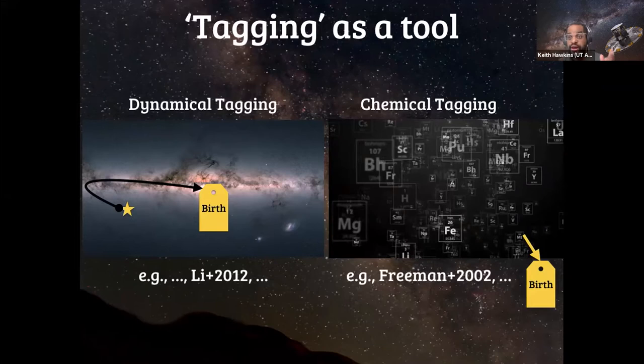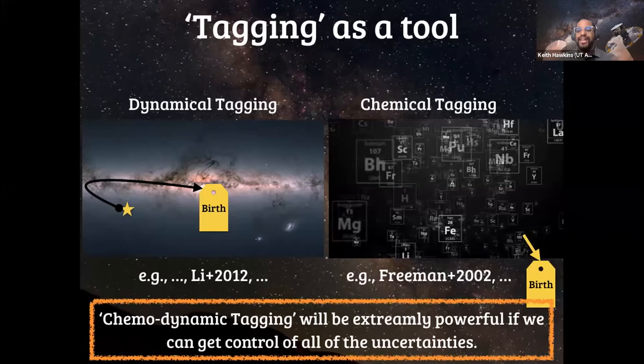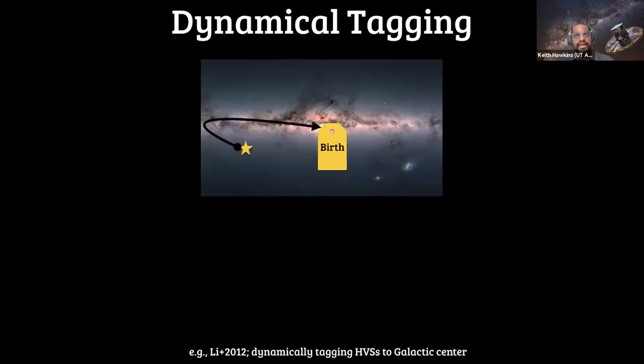And I just want to highlight here that chemodynamic tagging, which is the combination of the two, would be an extremely powerful thing to do, but we just need to get a handle on the uncertainties. So I hope to convince you at least that chemical tagging may be possible. Dynamical tagging is a little harder, but it still should be possible. But chemodynamic tagging really should be the far future of what we're aiming to do. Dynamical tagging is this idea that with sufficient information about a star and the Milky Way, you can actually back orbit integrate the star and figure out exactly where it was born.